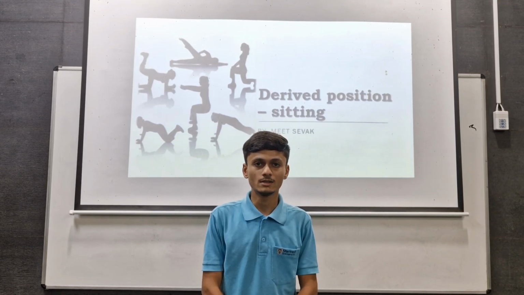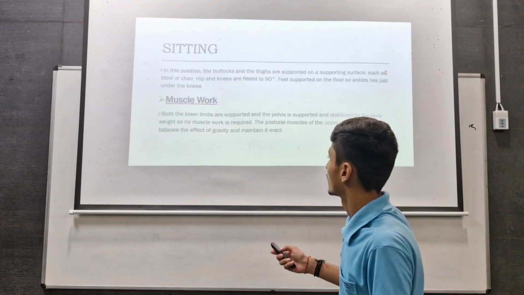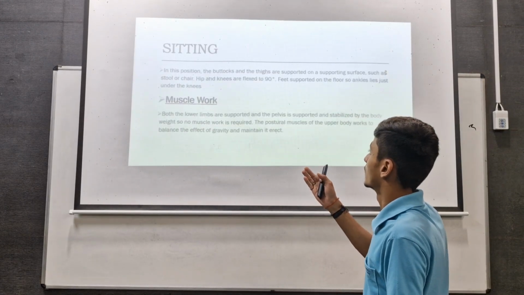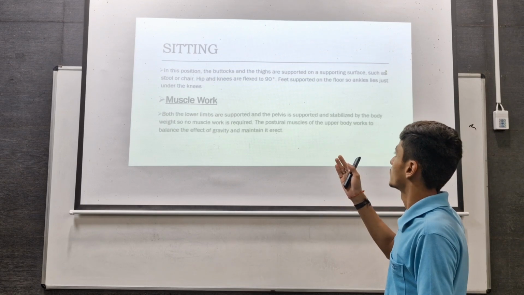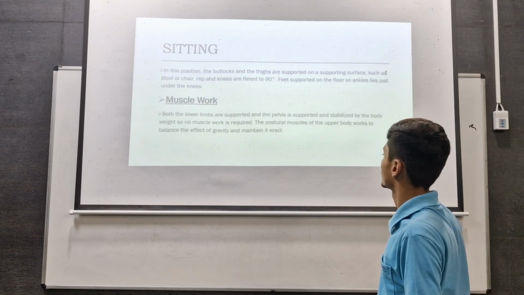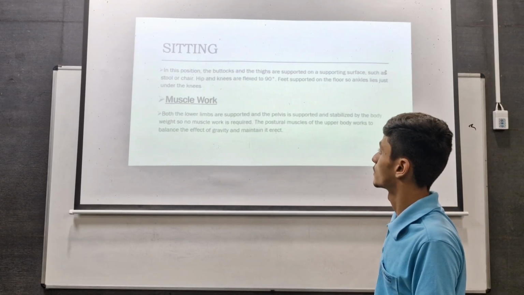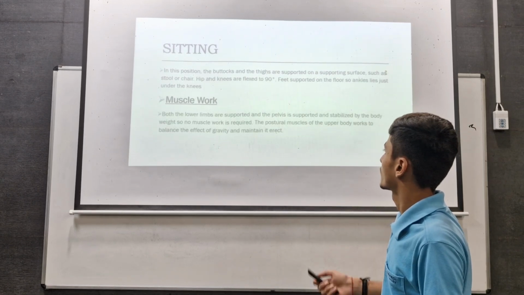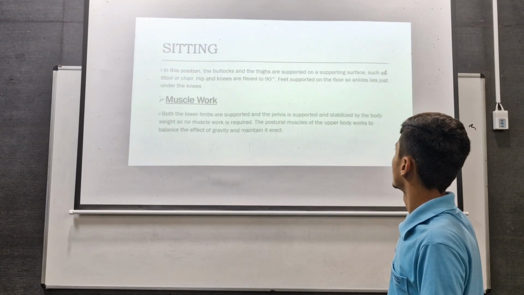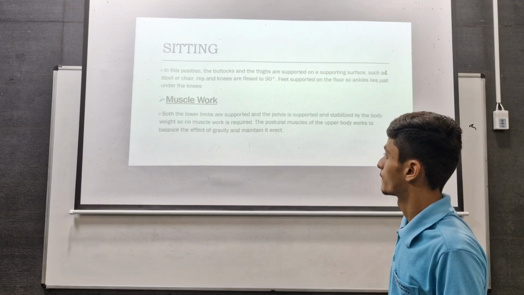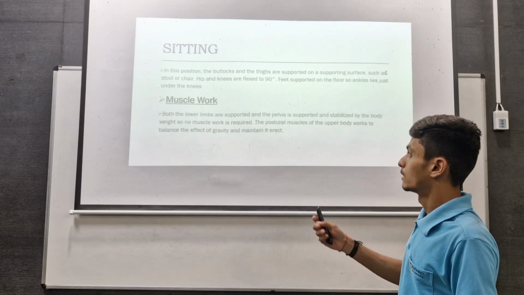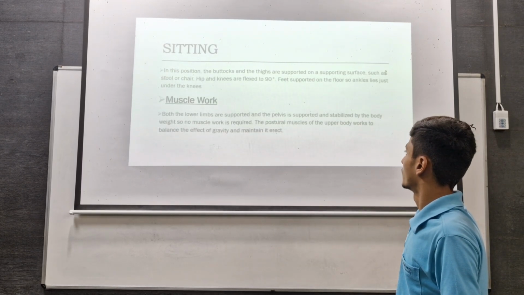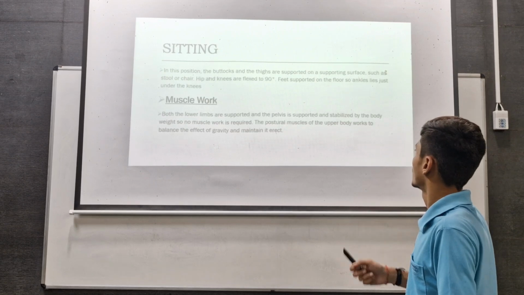Today we are going to discuss derived positions. So, what is a derived position? In this position, the buttocks and thighs are supported on a supporting surface such as a stool or chair, hip and knee are flexed to 90 degrees, and feet are supported on the floor so that the ankle lies just under the knees.